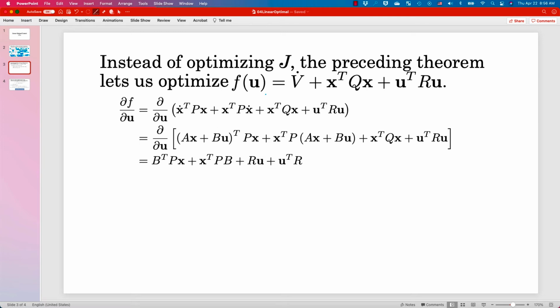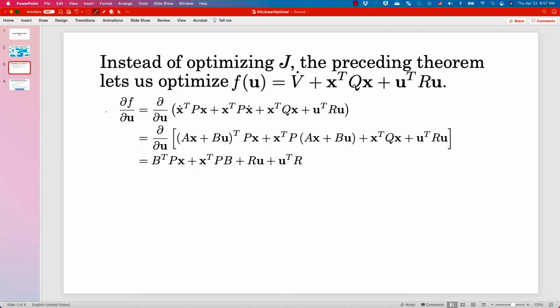The utility of this is we can differentiate f, because f is scalar valued, with respect to u, and we can apply unconstrained optimization theory. So this is the idea that the function with respect to u itself is a function, but I don't want to go into the weeds of variational calculus.